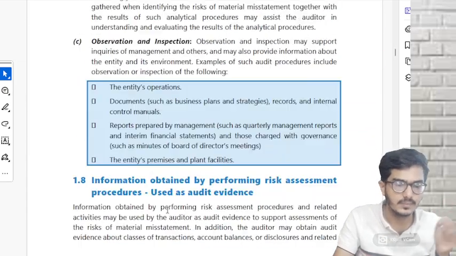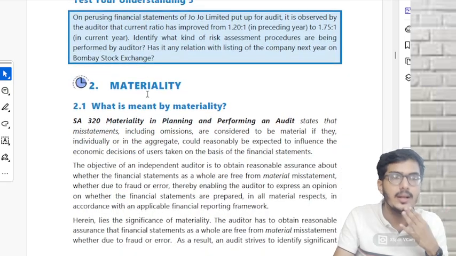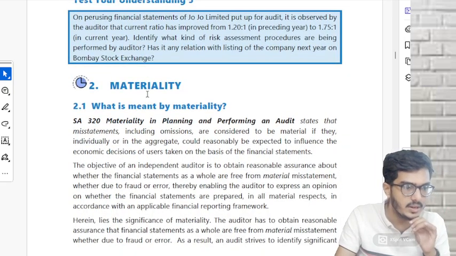Mug. Understood? Then 1.8 is bogus. You can skip it, not required. We are done with audit risk.